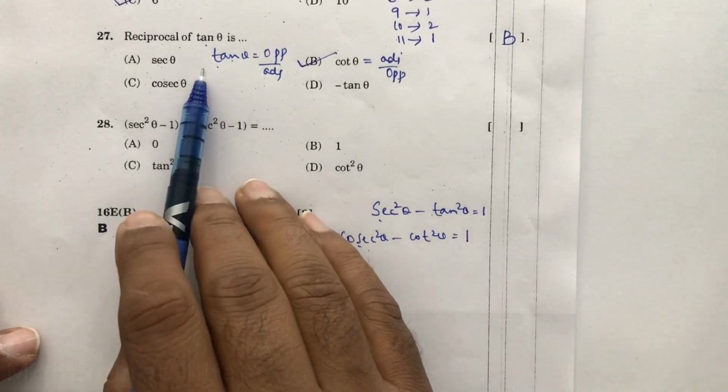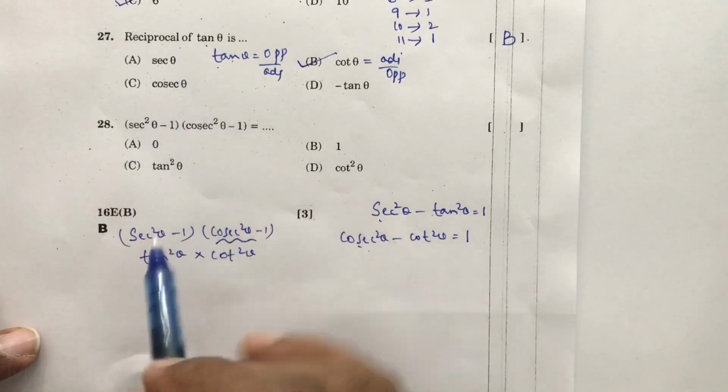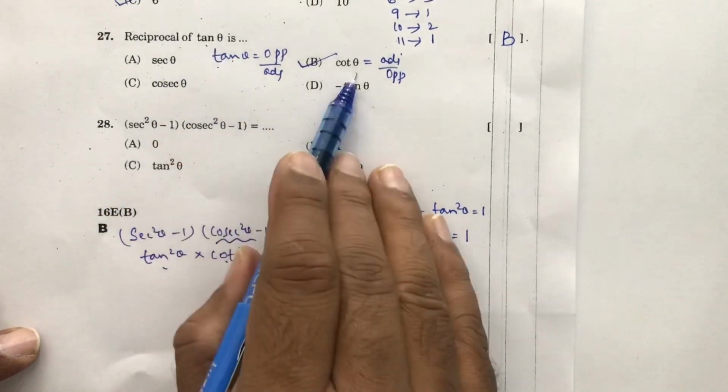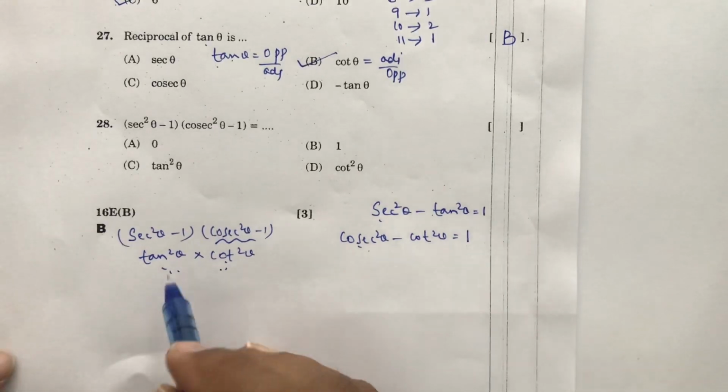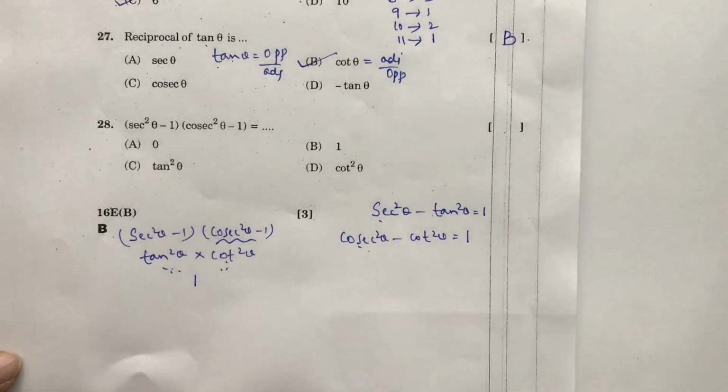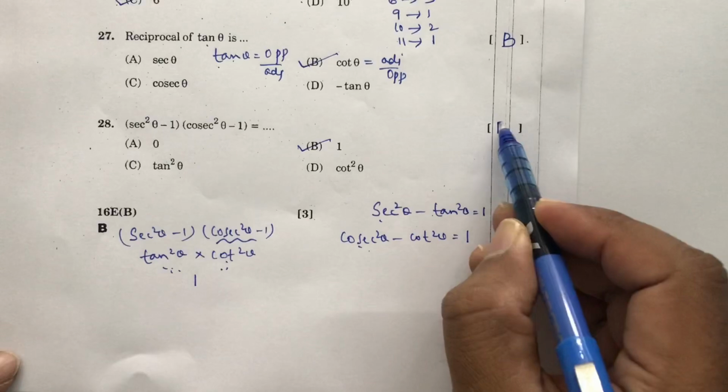Just now there was one MCQ, the reciprocal of tan. Tan and cot are reciprocals. So if we multiply, we'll get the answer 1. So the correct option is B.